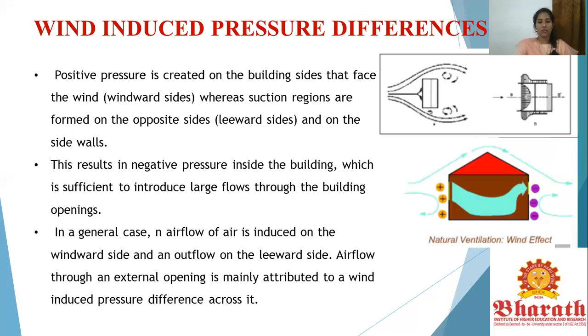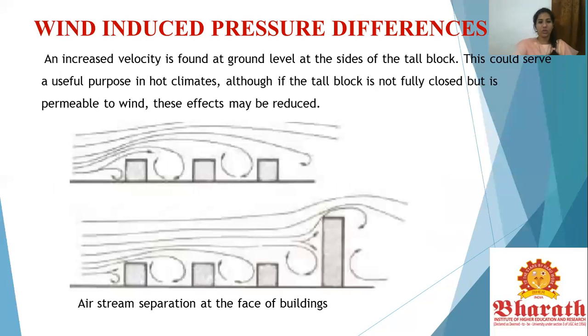Yeah. So the airflow through the external openings is mainly attributed to a wind-induced pressure difference across it. Looking at this image again, an increased velocity is found at the ground level at the sides of a tall block. This is usually useful in hot climates, although if the tall block is not fully closed but is permeable to the wind, those effects may be reduced. It's talking about how the sizing of the different building blocks around you makes a major impact on the wind flow or the wind pressure differences.